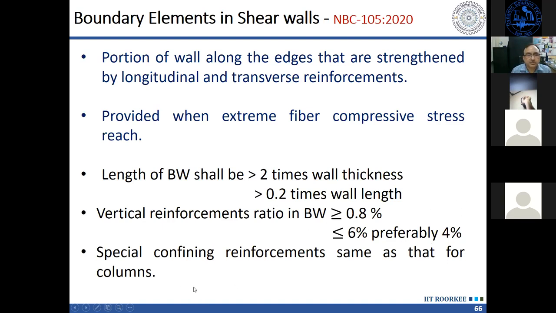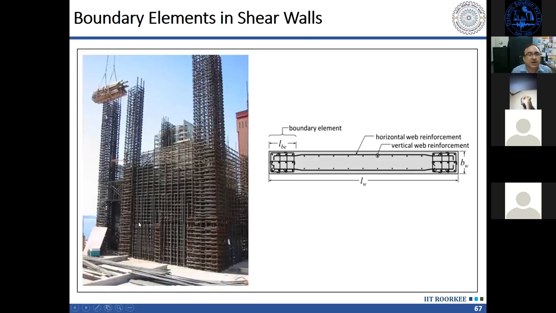Okay. A special confining reinforcement will be the same as that for columns. So using the same rules, we will calculate the special confining reinforcement. This is how a properly detailed reinforcement in a shear wall will look. You see how it is looking. So these are the boundary elements of the shear wall. In between, this is the web reinforcement. So this type of reinforcement is to be provided.